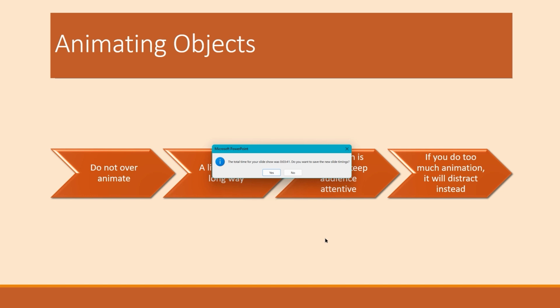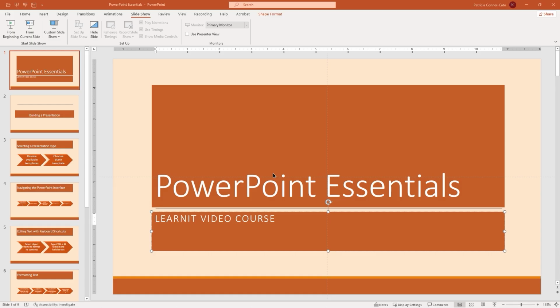And it lets me know that the total time for my slideshow was 3 minutes and 41 seconds. Of course, it would take longer than that. I was just doing it for demonstration purposes, but I can save the slide timings by clicking yes. And so now on the slideshow tab, I'm going to click from beginning.